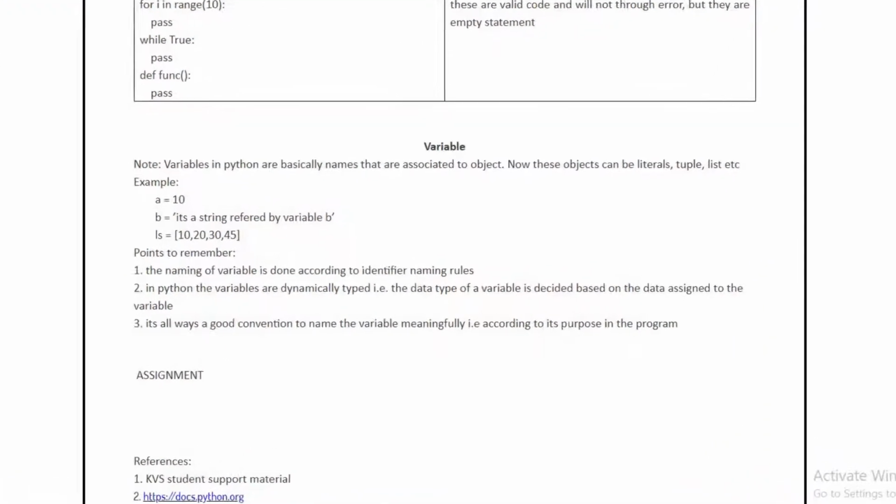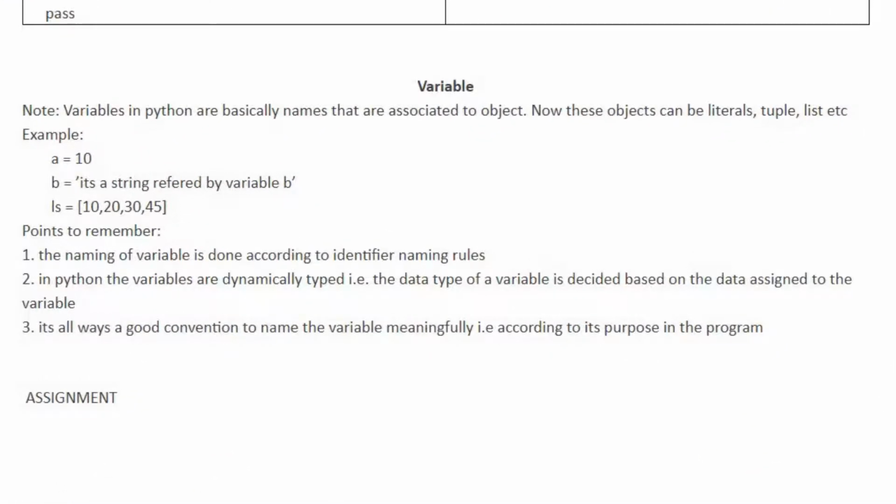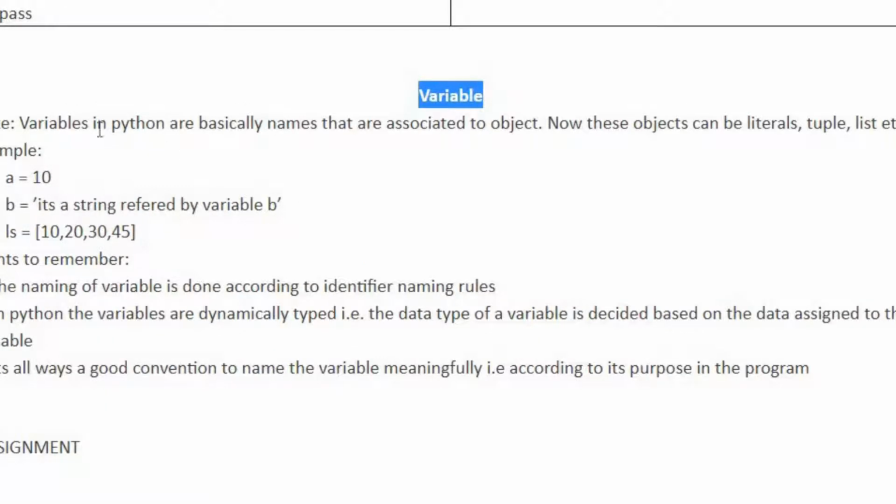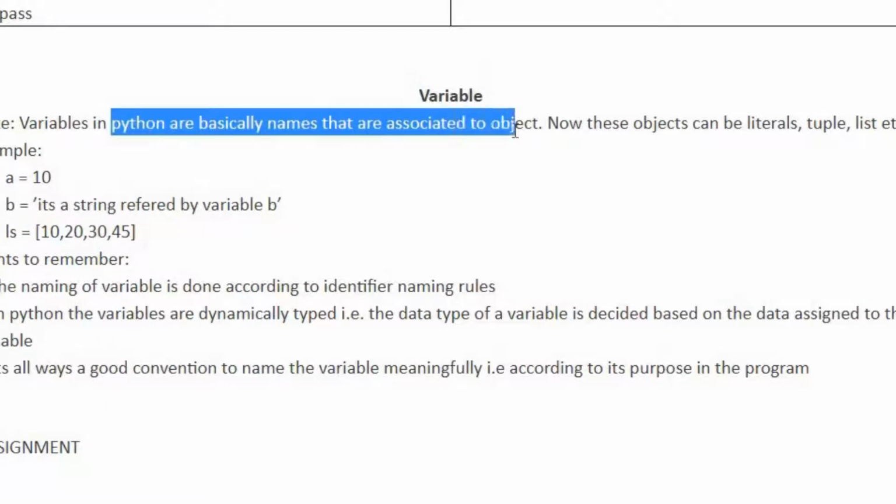So hello everyone. Today we are going to discuss something called variables. Right? Variables. Now variables are very common in any programming language. Most of the time we need to refer to some sort of a value using a variable. You see, in Python, variables are basically names that are being associated with an object, right?